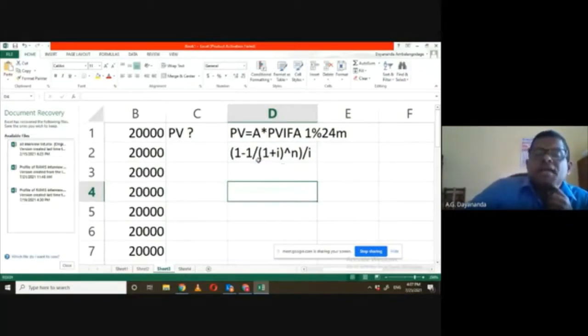I made a mistake. So this is the formula. Can you make it very clearly? 1 minus 1 divide 1 plus I power n, divide by I.